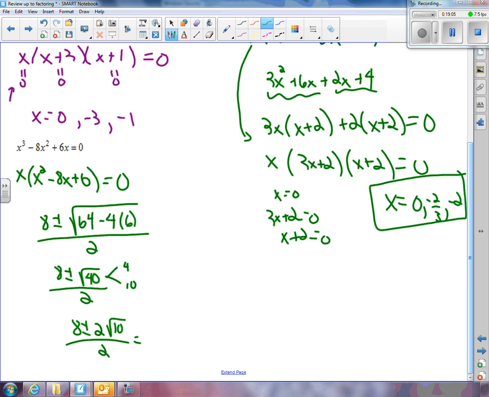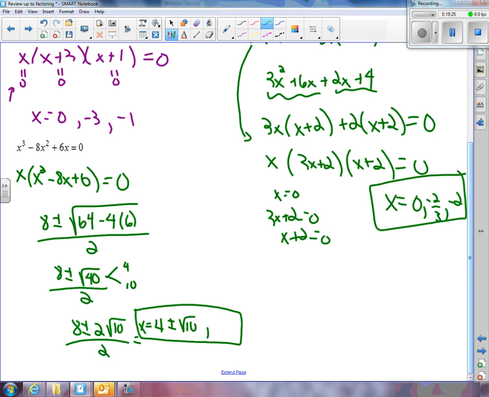And now you should see if anything goes into all 3 pieces. A 2 can go into each piece, so you really have 4 plus or minus root 10, all over 1, because 2 divided by 2 is 1. So that's your one answer, and hopefully you realize that there's another answer here.